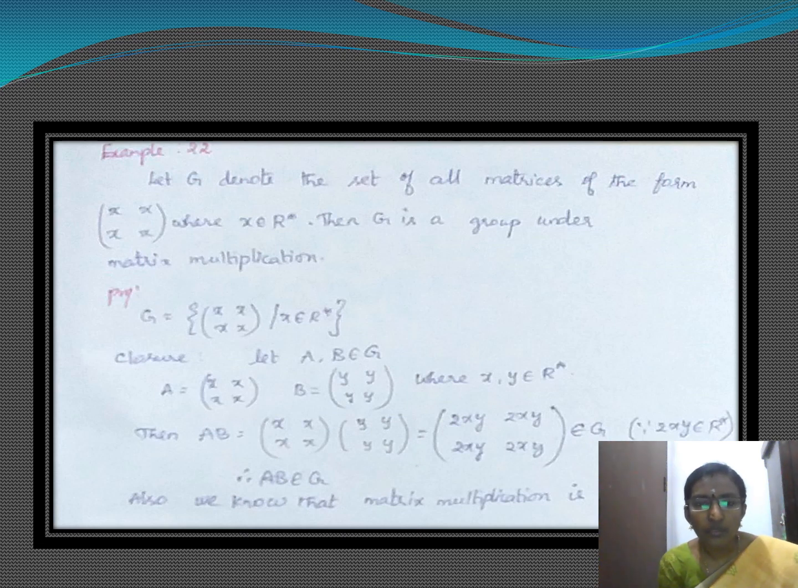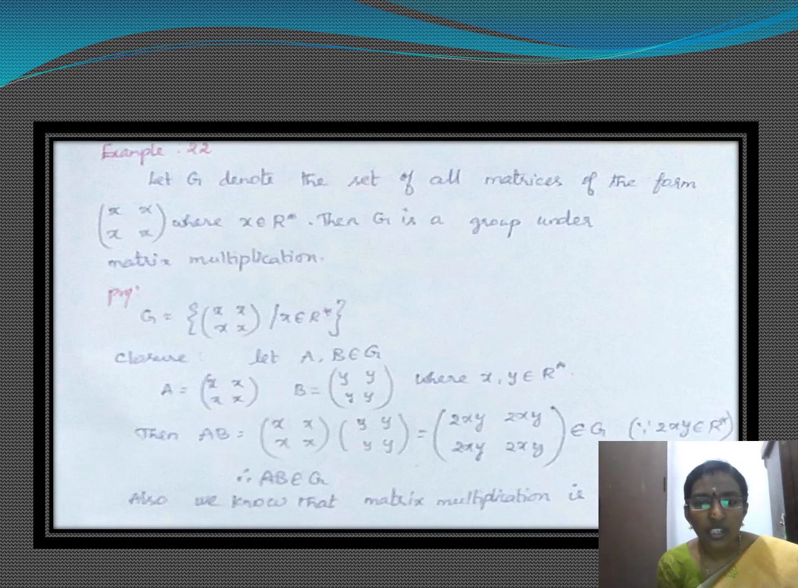Next example. Here we take G as the set of all matrices of the form [x x; x x]. That is, a 2 by 2 matrix containing the same element x, where x belongs to R star. I am going to prove this G is a group under matrix multiplication.